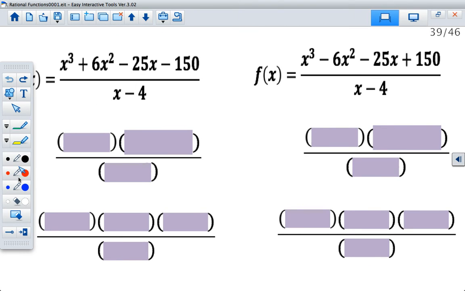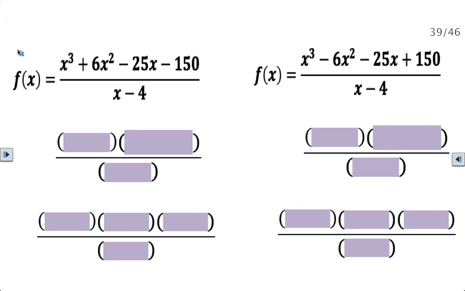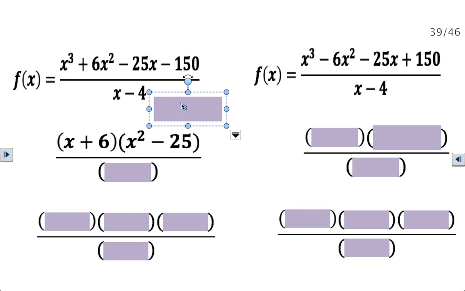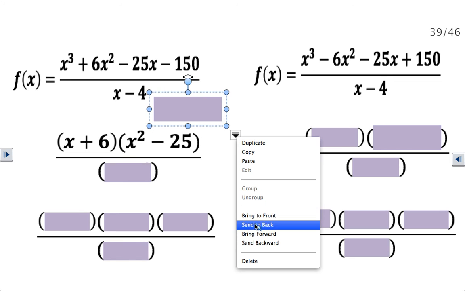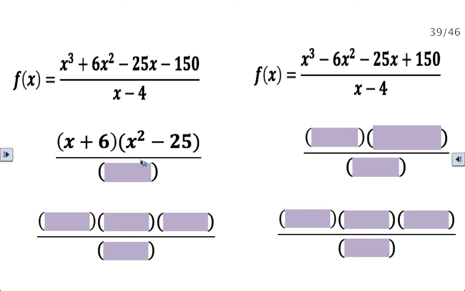This time our equations are much more complicated. We have a cubic function in the numerator and a linear function in the denominator. Again, we still need to factor as much as we can. With this type of problem, see if you can group your terms. I skipped a step somewhere. Let me go ahead and get rid of this, and then I'll show you how I group these.